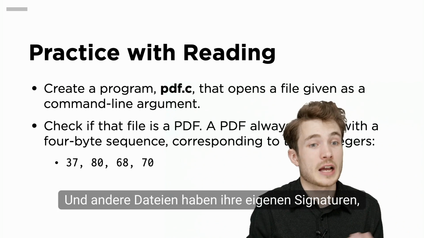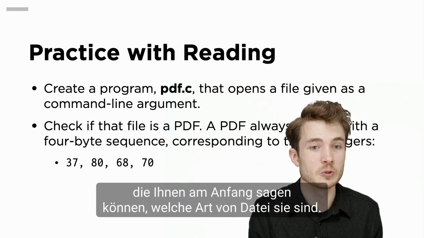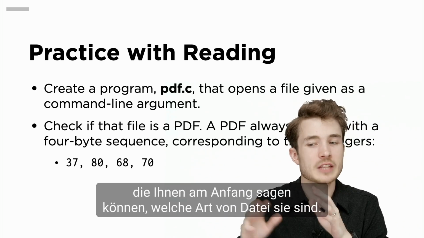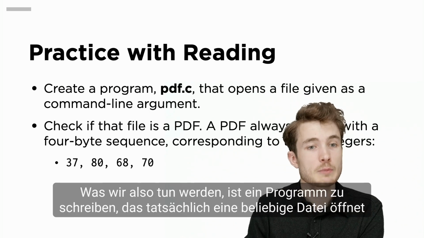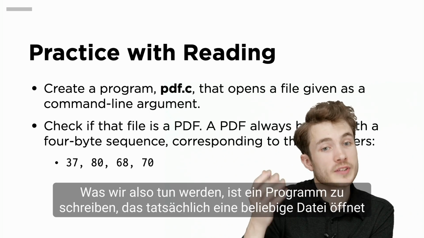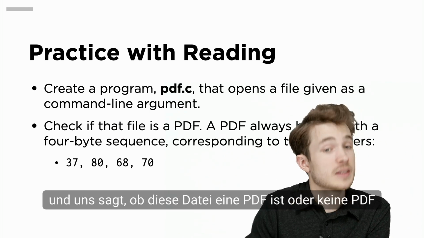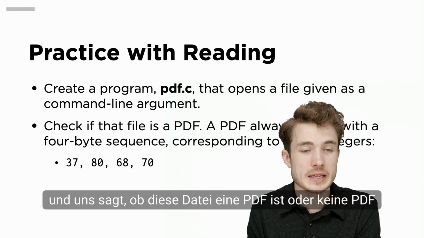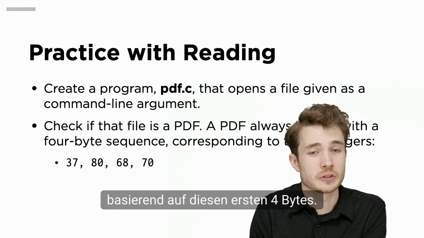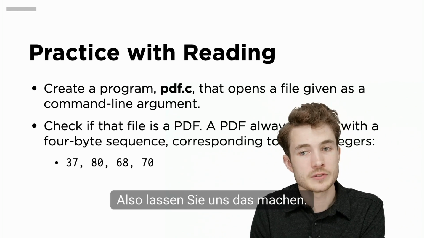And other files have their own signatures that can tell you what kind of file they are at the very beginning of them. So what we'll do is write a program that actually opens up any given file and tells us whether that file is a PDF or is not a PDF based on those first 4 bytes. So let's go ahead and do that.